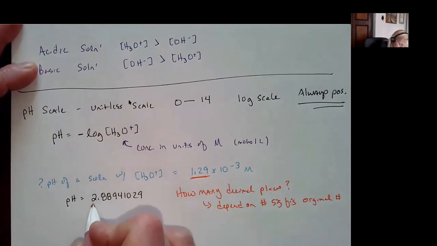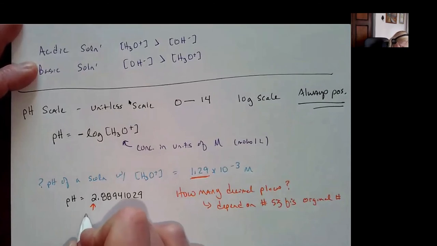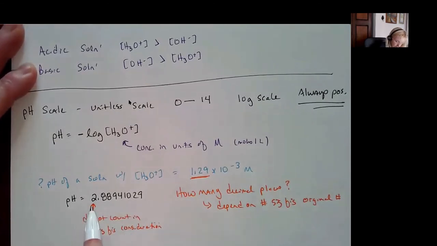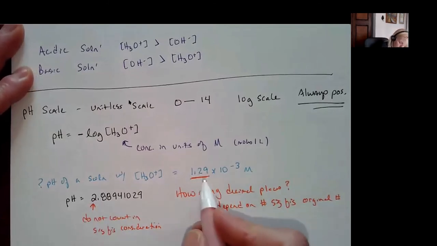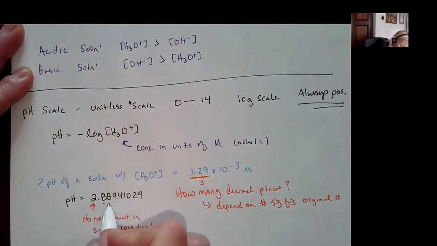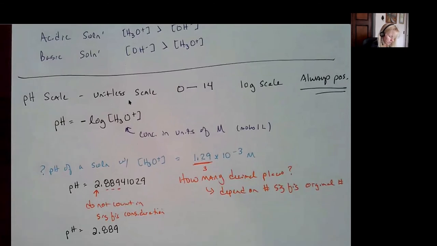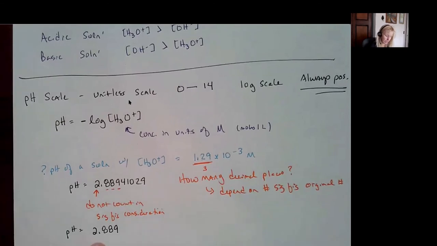I'm not going to count this as a significant figure, because this is going to tell me how many base 10 logs I have. I have 2, and then this is where my significant figures are. So if I have 3 here, I'm going to go out 1, 2, 3 decimal places. So the answer that I report for this is a pH of 2.889. So with significant figures, you're going to ignore that first number, and that's going to tell you how many decimal places you're going to go out.